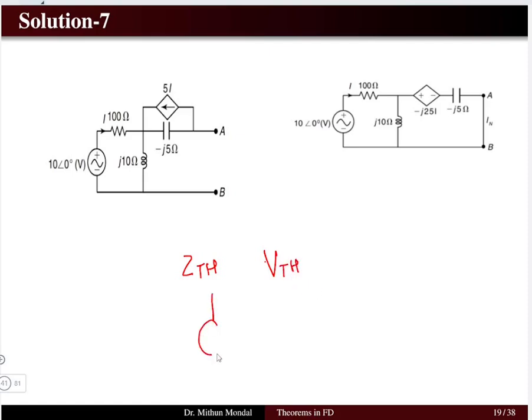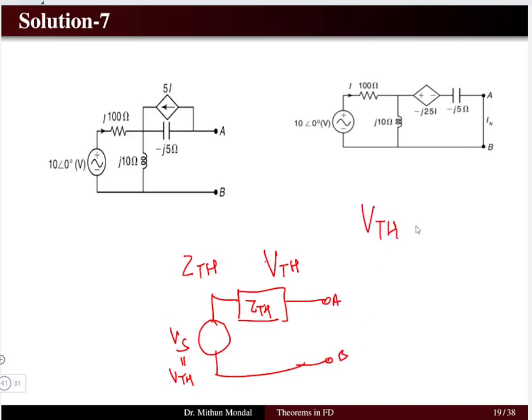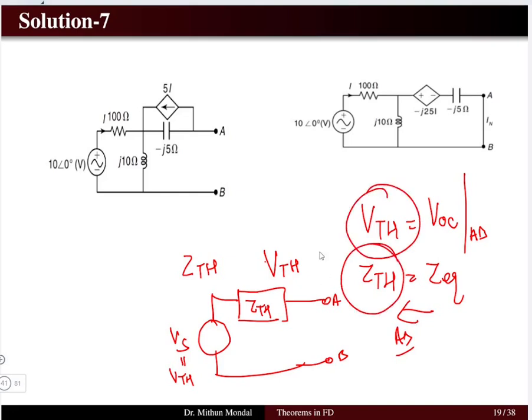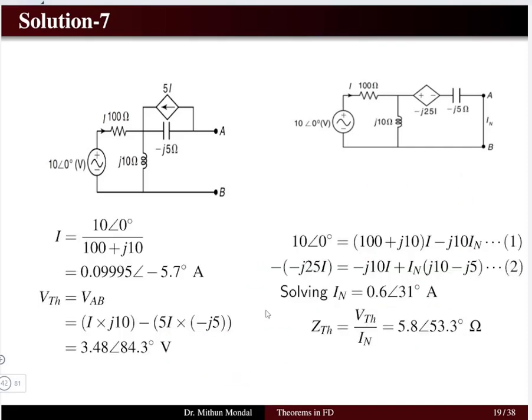Then we can get one circuit which has the source voltage, Z Thevenin in series, and the source voltage equal to Thevenin's voltage. So we will be having this terminal AB. Now the Thevenin's voltage is the open circuit voltage at terminal AB, whereas the Z Thevenin is the equivalent impedance when seen through the terminal AB. So we have to determine the voltage Thevenin and impedance Thevenin. Let us see how to do that.